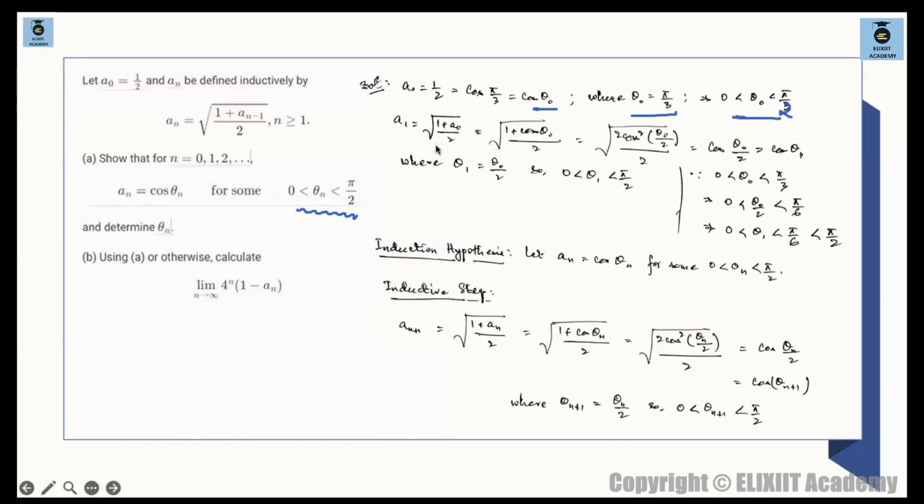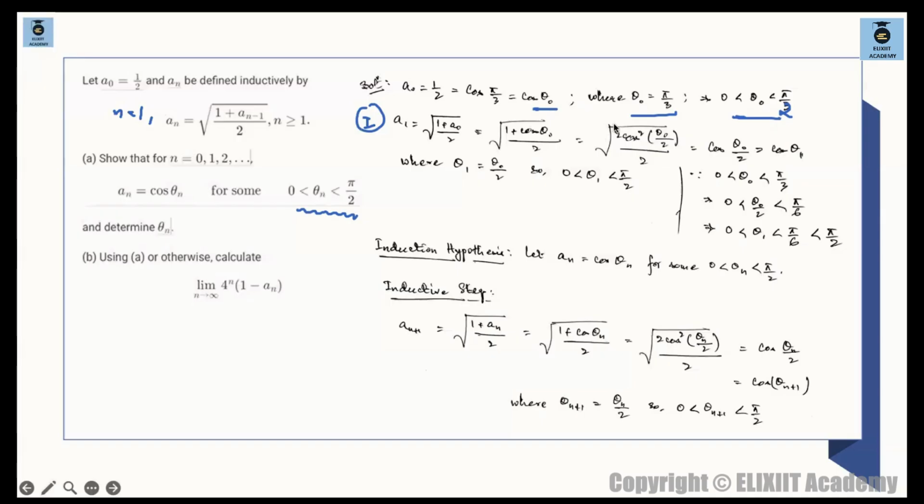Next, again, we'll check for A1. What is A1? The first step of induction is basically we'll check for A1. What is A1 given? Square root of 1 plus A naught divided by 2. From this recurrence, you just simply plug in the value of n to be 1. So we'll get A1 is square root of 1 plus A1 minus 1, which is A naught, divided by 2, which is the same thing as square root of 1 plus cos of theta naught divided by 2.